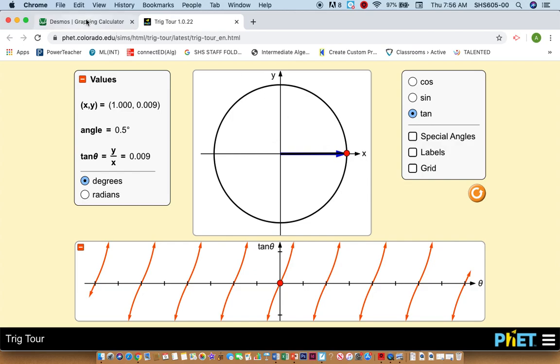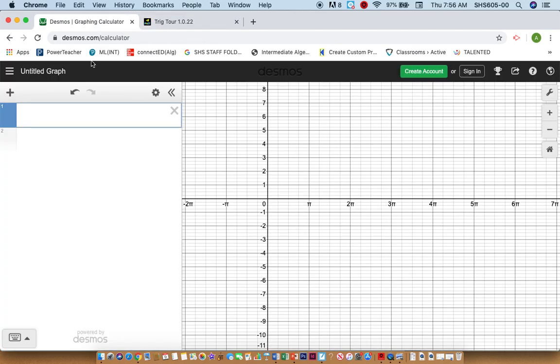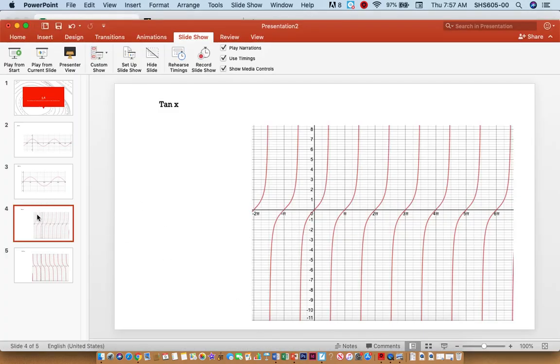Again, probably won't have to do much. It is important to know in trig when it's undefined, and that's just when cosine is 0. So you just got to think, when is cosine 0? Okay. Let's go back to the PowerPoint. And then reciprocals.